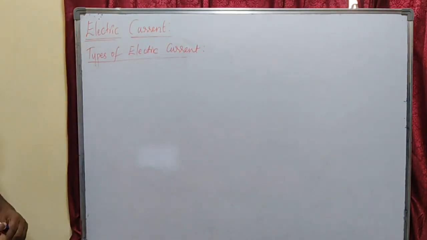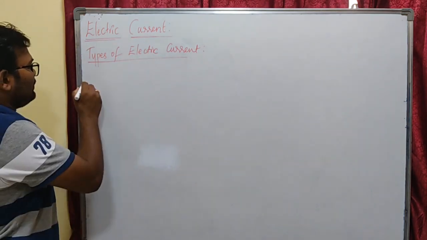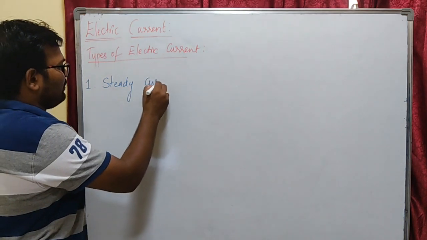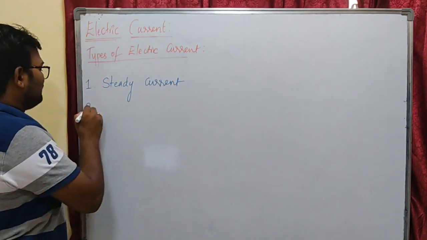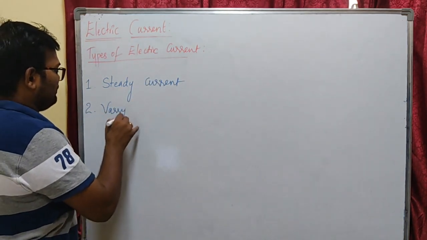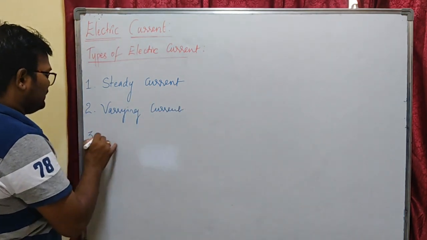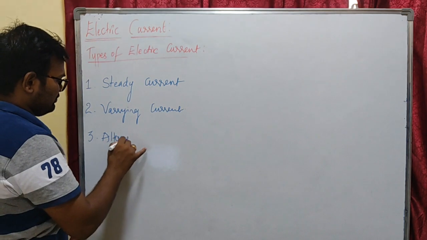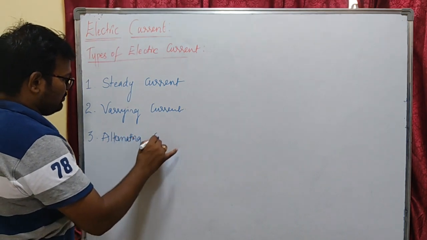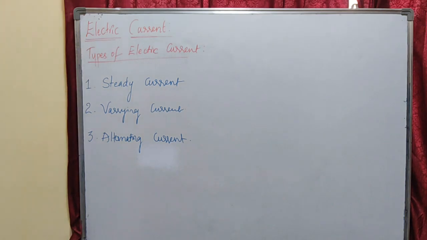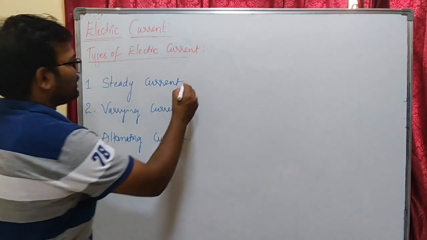Now let us discuss the types of electric current. There are 3 types of electric current. One is steady current, the second one is varying current, and the third one is alternating current. These 3 are the currents we have. Now, what is the definition of steady current?